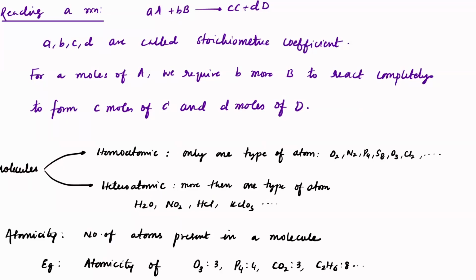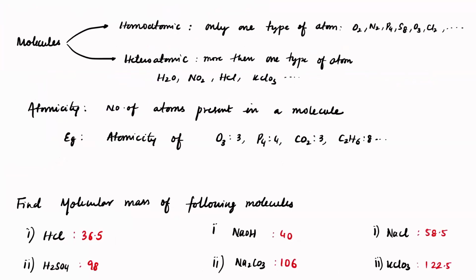Next, we need to understand the term atomicity. Atomicity is the number of atoms present in a molecule. That molecule could be homoatomic or heteroatomic. So for example, if it is O3, atomicity is 3, while if it is ethane, atomicity is 8.